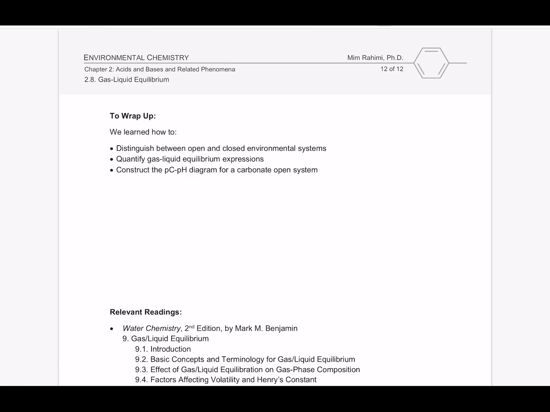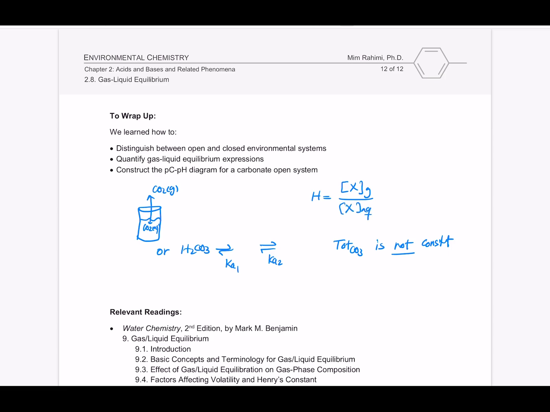So to wrap up this lecture, we talked about an open system. For an open system, we basically have CO2 in the aqueous form, or bicarbonate, or carbonic acid, sorry. And then it's interacting with the gas phase, or this is basically H2CO3, and the following reaction in the liquid phase happens after the exposure to the gas phase. So total CO3 is not constant, and this is basically a pH dependent factor. But what we know for sure is the relationship between the species in the gas phase and the species in the aqueous phase, dictated by Henry's constant.